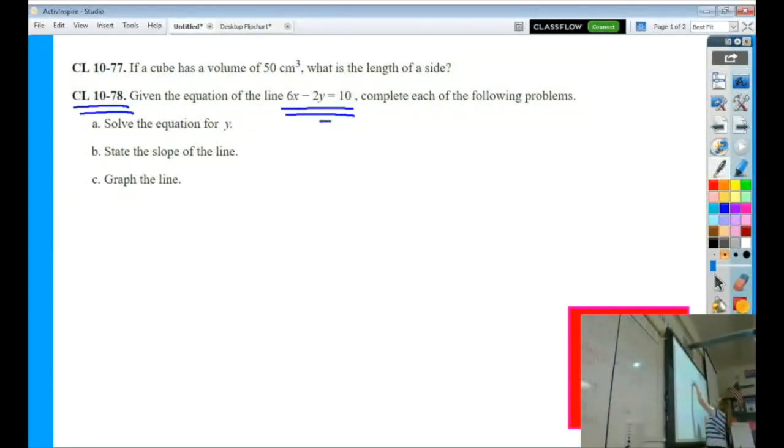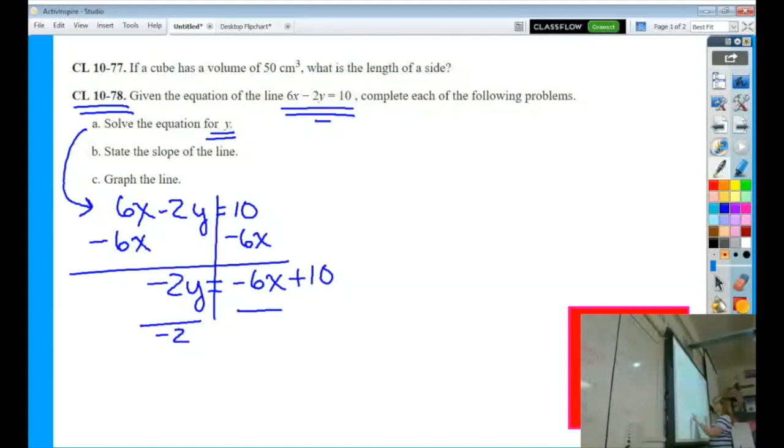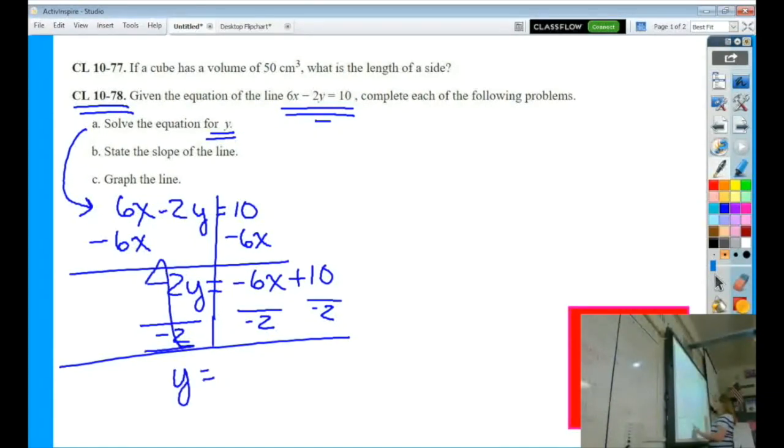Now we're going to look at this equation here, and it first tells us to solve it for y. So let's write it. We have 6x minus 2y equals 10. We need to change this by subtracting 6x from both sides, and now we have negative 2y equals negative 6x plus 10. We're almost there. Divide both sides by negative 2, actually every single term by negative 2. There's our giant 1, and we get y equals 6 divided by 2 is 3, so 3x plus 10 divided by negative 2 is minus 5.